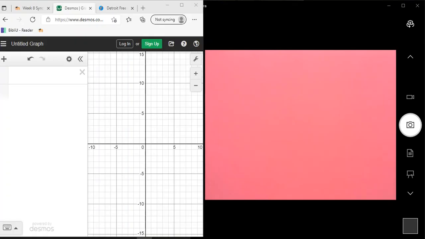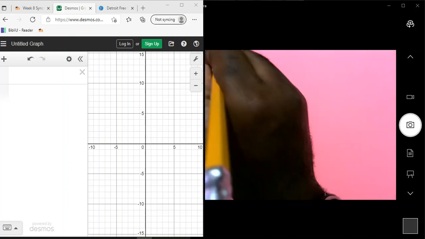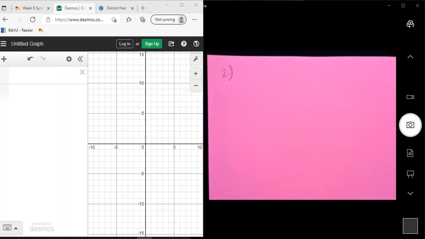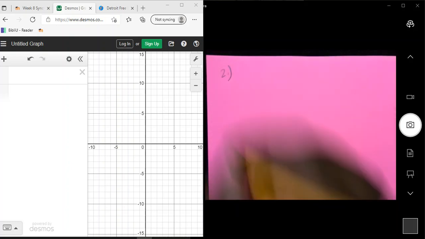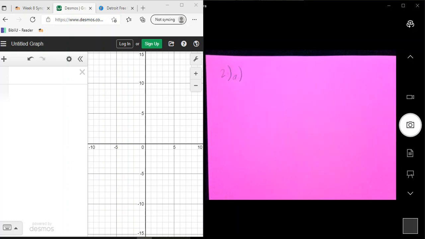Hello, class. We're about to start section 3.7, and I know the problems are 1 through 4 all. However, I'm only going to do problems 2 and 4. So problem number 2 is on page 328, and it states 2a. It says, consider the following data set for the variables x and y. Plot these points on the following grid.